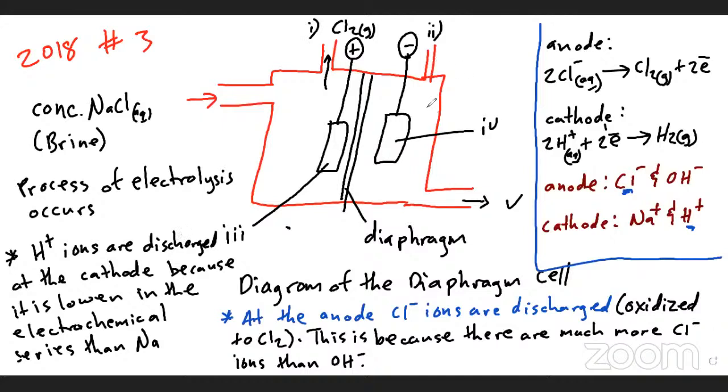What would be coming out at the cathode? Hydrogen gas. And we already know that this is the cathode, right? Yes, sir. Let me erase some of the writing off the board.